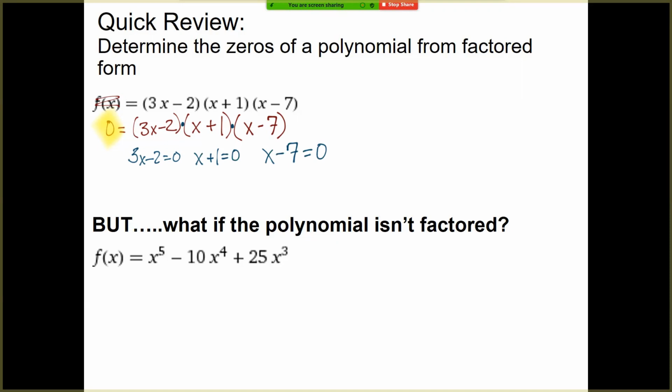So we're going to take each one of these, set it equal to 0, and solve for x. Well, the last 2 are the easier ones, x equals -1 and x equals 7. The first one we would add 2 to both sides to get 3x equals 2. Divide by 3, and x equals 2/3. So here, instead of our customary 2 answers, we ended up with 3 answers.